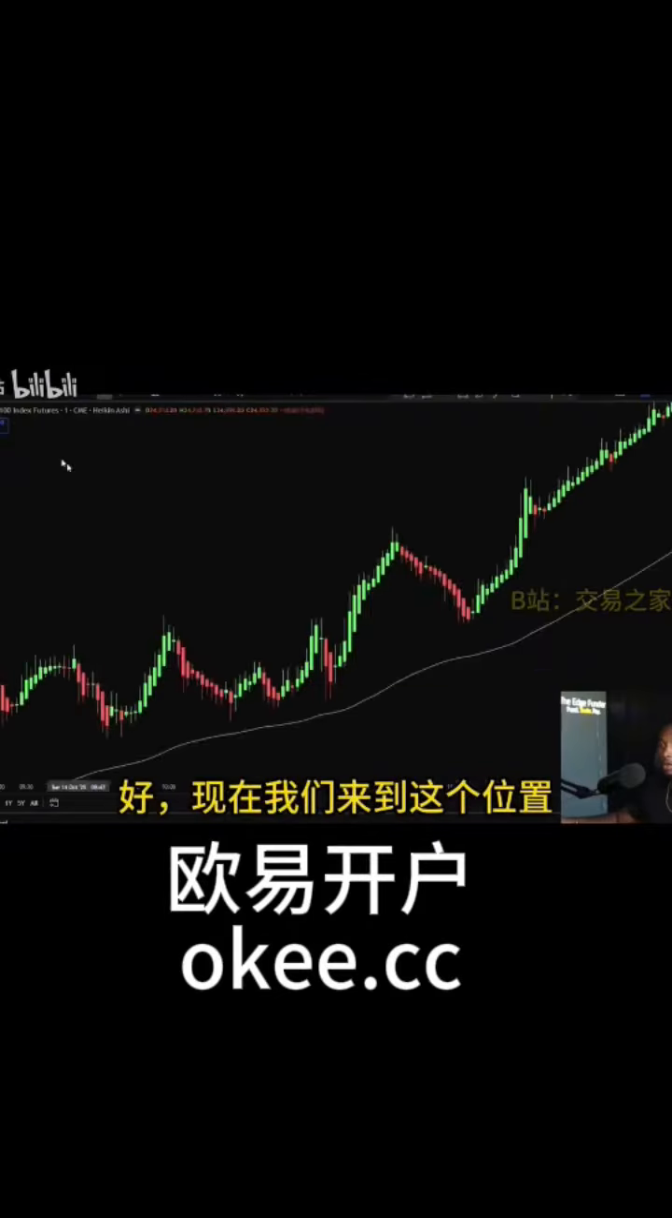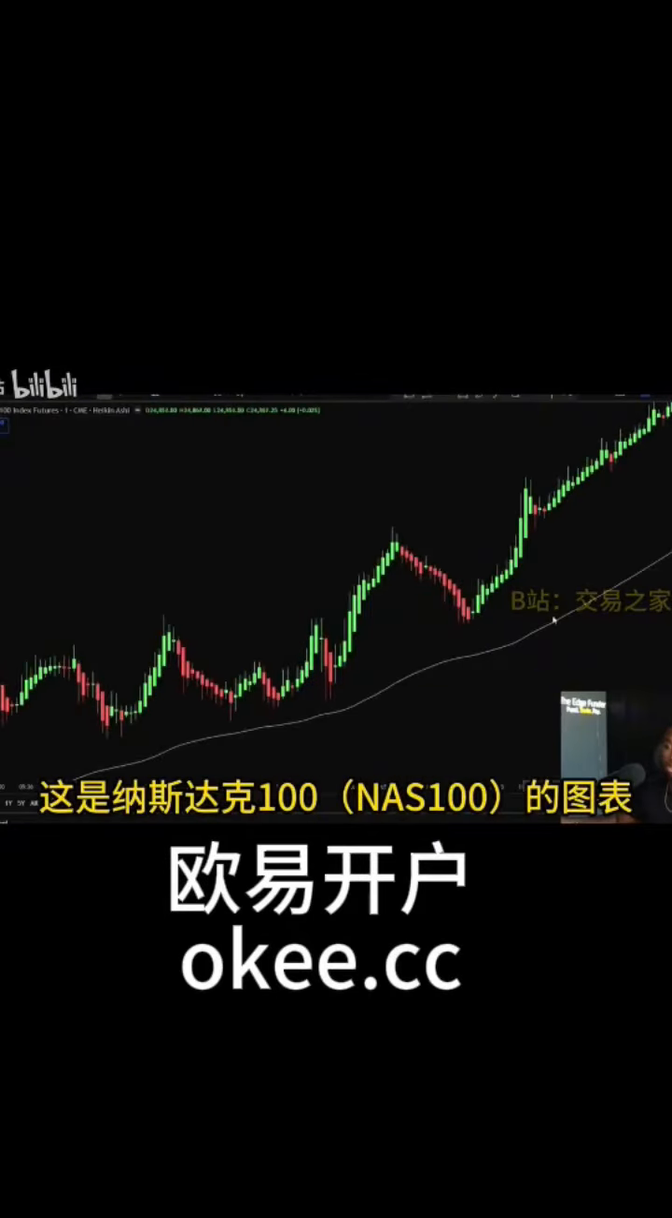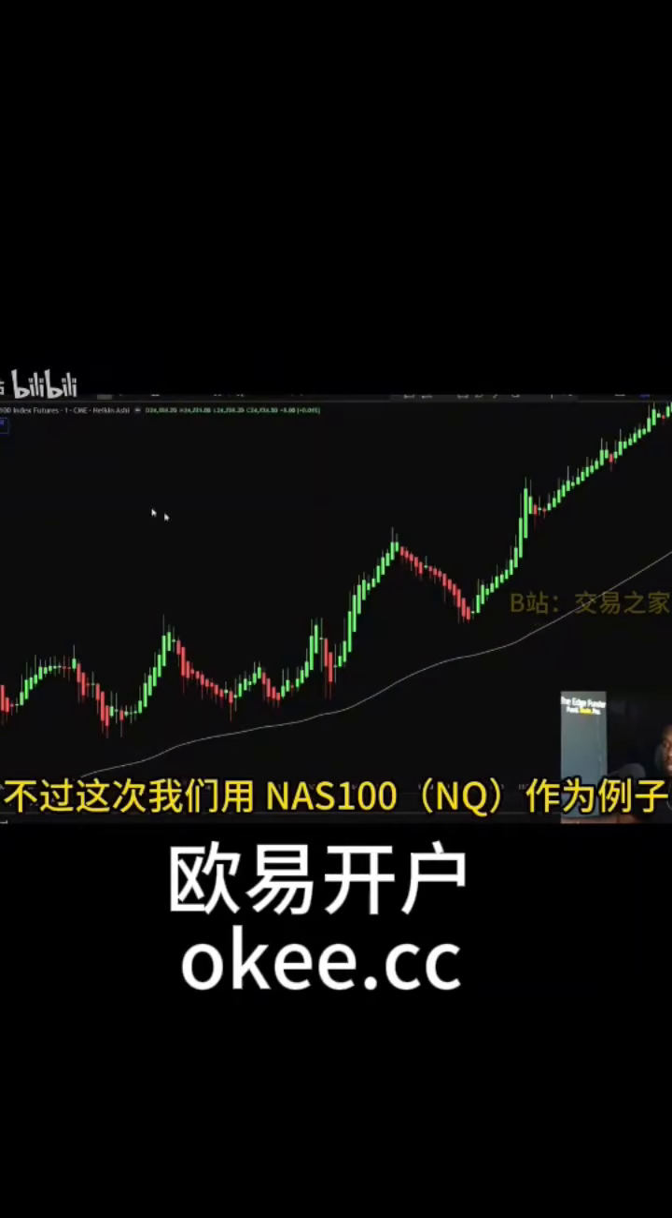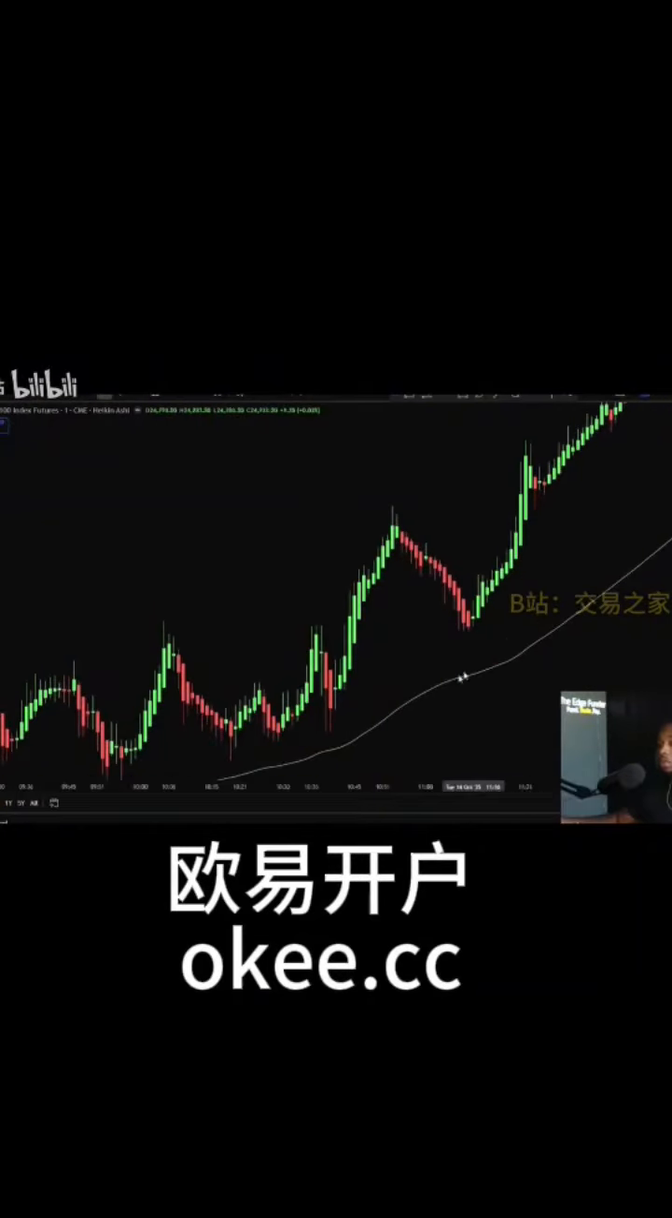All right, so here we are. Right now we're on the NAS 100 chart. Keep in mind, this strategy works across basically every single market. I've had success with it in crypto, stocks, options, futures, Forex. Like, I've used this strategy to trade basically every single thing that I could possibly trade, and it has worked very well for me. But in this instance, we're just on NAS 100, which is NQ, right?